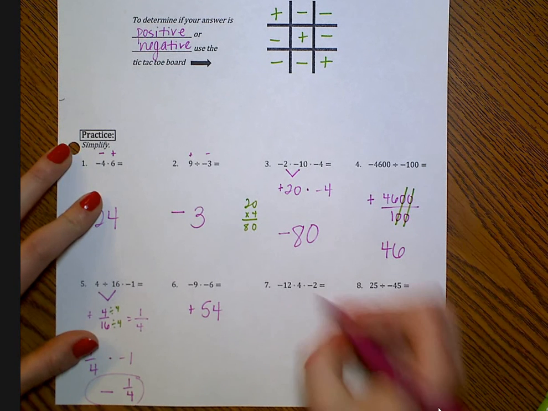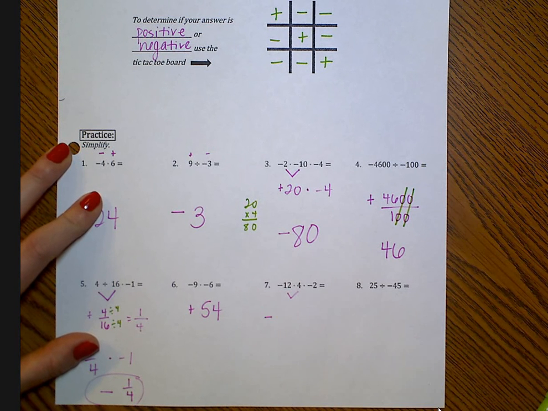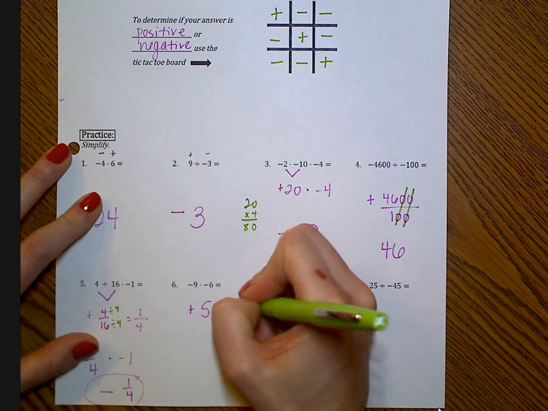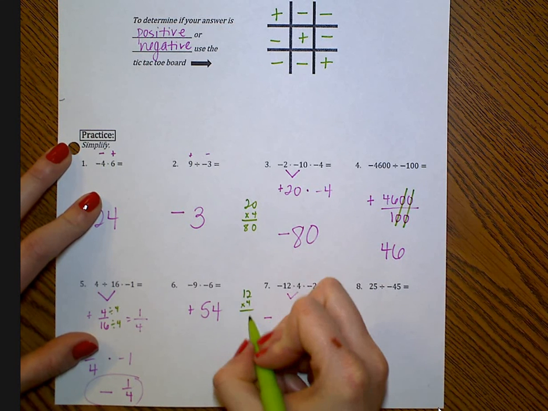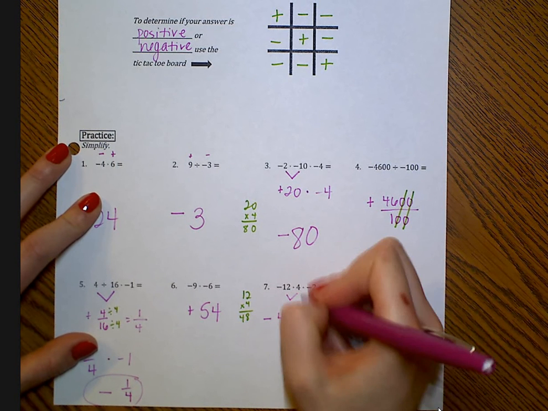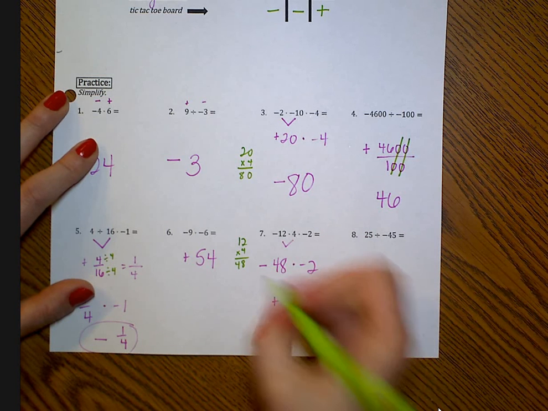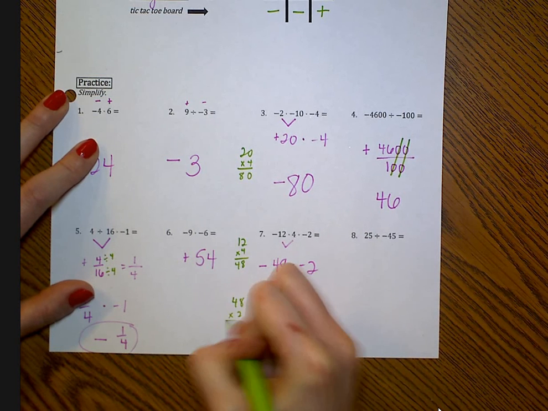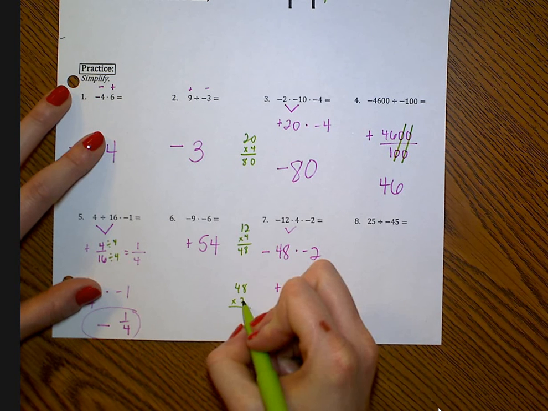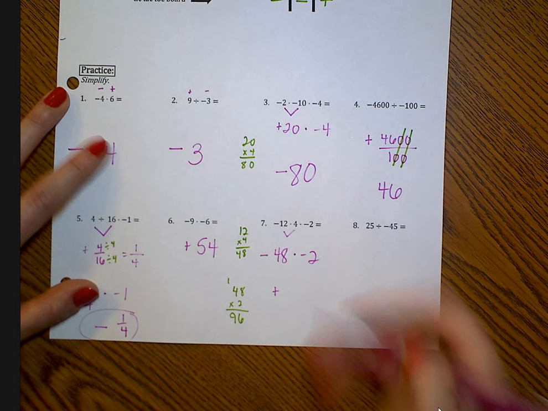Number 7. Multiply the first two first. Negative times a positive is a negative. If you can't do 12 times 4 in your head, write it out. 4 times 2 is 8. 4 times 1, -48. Bring down your -2. Negative times a negative times a negative is a positive. Same thing, I'm not totally sure what 48 times 2 is, so let's multiply it. 2 times 8 is 16, that's 6, carry the 1, 8, plus 1, 96.